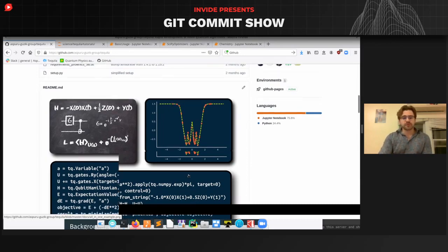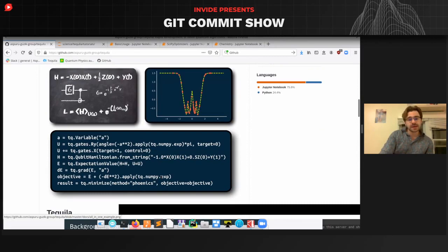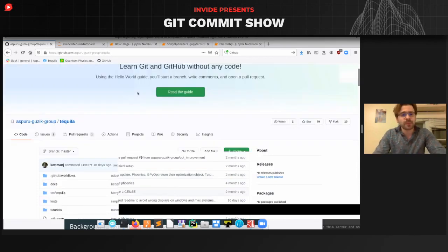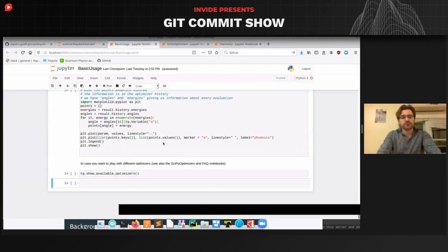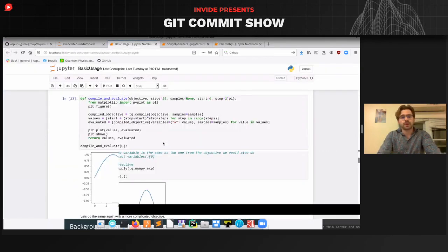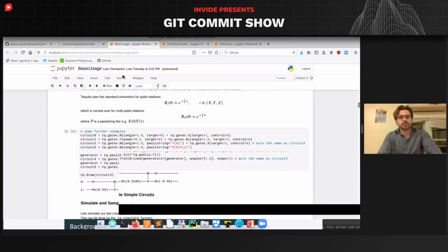Here's a little graphic with example code from Tequila showing how quickly you could write up and optimize a sort of bizarre exponential to the square objective. I'm going to dive right into some usage tutorials for Tequila real quick, though. So we're going to restart and run a bit.